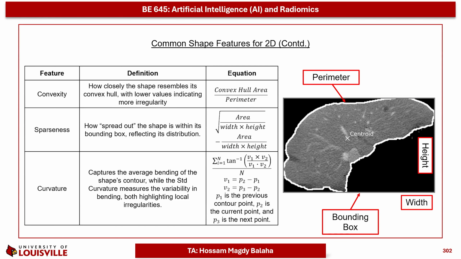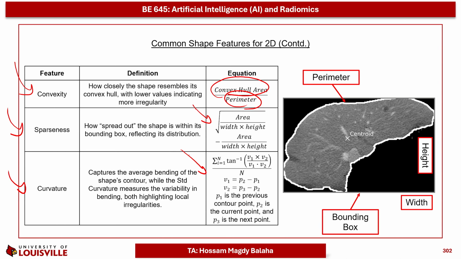The last 3 features are convexity, and here we are measuring how closely the shape resembles its convex hull, where lower values indicate more irregularity, and simply we can divide convex hull area by the perimeter. Sparseness, and here we are measuring how sparse the shape is within its bounding box, and this will reflect the distribution, and you can use this formula. The curvature, and here we are capturing the average bending of the shape's contour, while the standard deviation curvature measures the variability in bending, and both of them are highlighting the local irregularities, and you can use this formula.